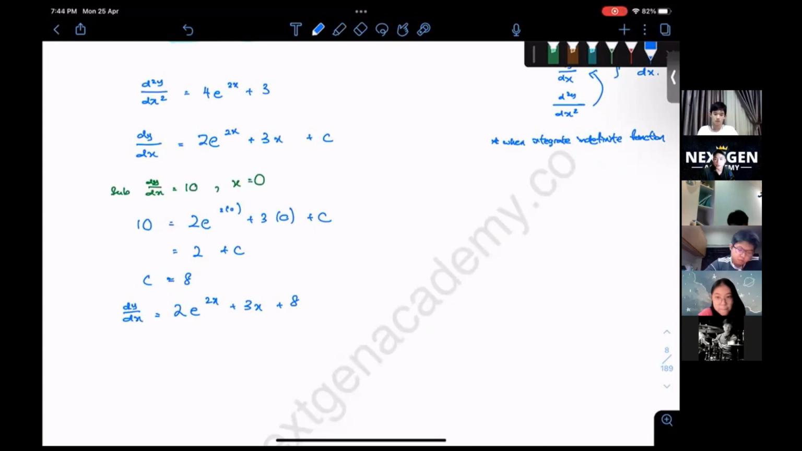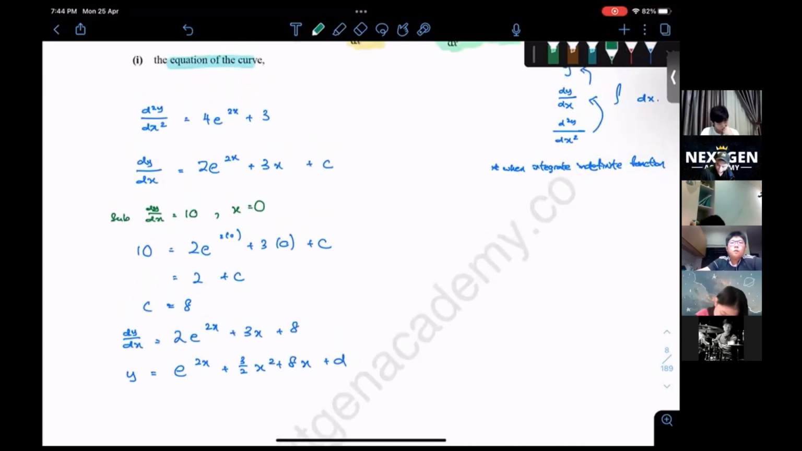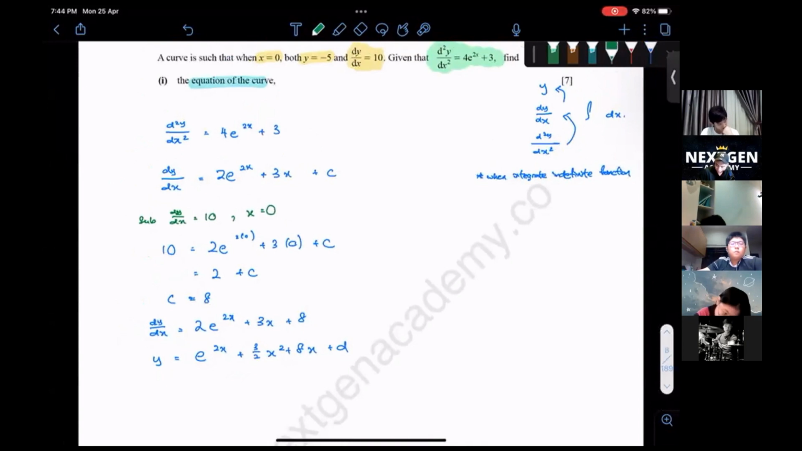Then we repeat the same process again. Let's integrate one more time. You get e to the power of 2x plus 3 over 2x squared plus 8x. Normally, instead of writing c, I'll write d, to make a difference from the other constant. d is also the same thing, it's still a constant. Then at this step, we want to sub in x equals 0 and y equals -5.